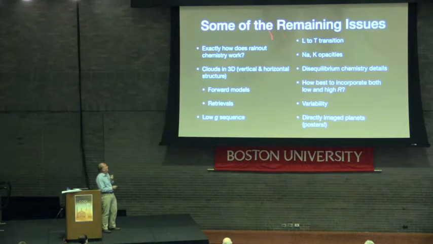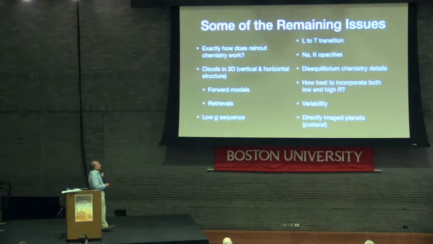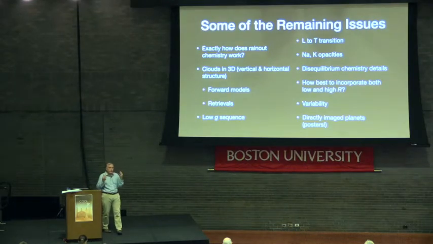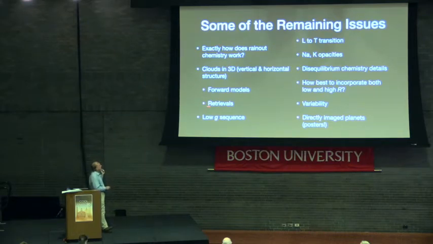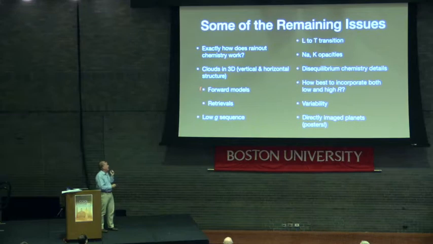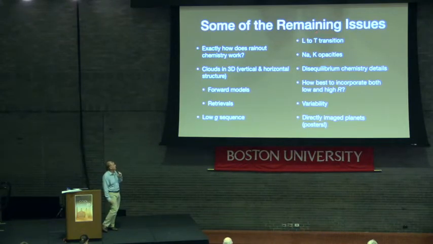So what are some of the remaining issues? I've sped through this. Exactly how does the rainout chemistry work? What do we have to do to get rainout right? What's the recipe? There's a lot of judgment right now that needs to be turned into a set of rules, which we don't know yet. How do we do the clouds in 3D? What's the right way to do retrievals on clouds? This is a big problem for exoplanet transits too. What's the right level of complexity? How do we model these clouds? The variability is going to tell us a lot about that, and we'll hear more later. The low gravity sequence, we still don't have that solved. L to T transition, all the other good stuff.